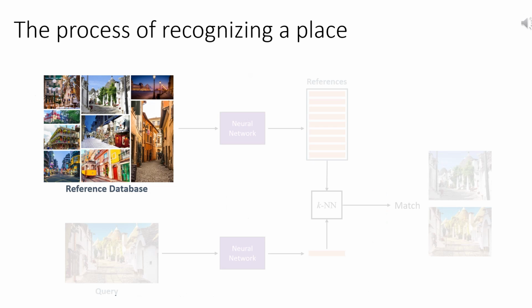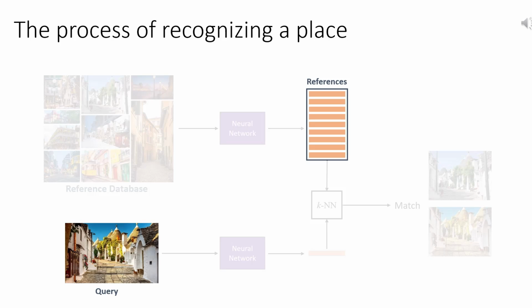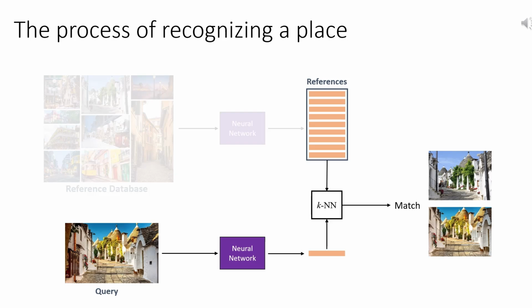The process of recognizing a place can be summarized as follows. Given a reference database, we use a neural network that is trained for place recognition and generate a descriptor for each image and keep it as reference. This is usually done offline before the system is deployed. Then, given a query image, we use the trained neural network to generate a descriptor, then use KNN to retrieve its most similar ones from the references, and find a match.